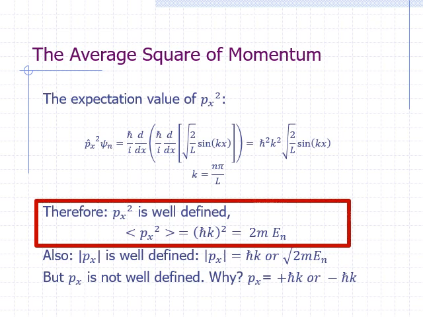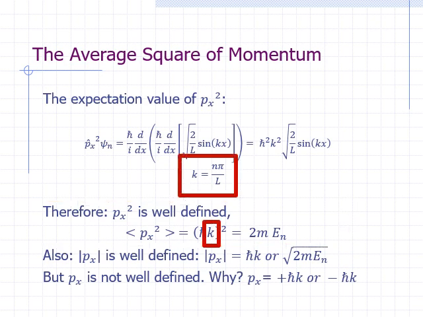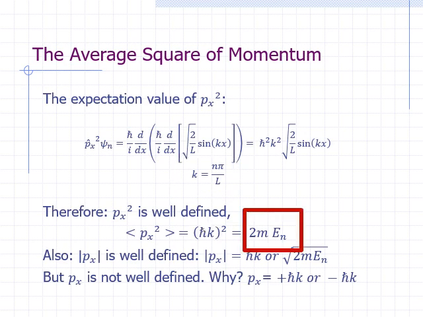The value of p sub x squared is the square of h bar k. If we substitute n pi over L for k, it's easy to show that this is equal to 2m e sub n, where m is the mass of the particle and e sub n is the energy of the particle in quantum state n. We could have also arrived at this conclusion, probably more easily, by remembering that the square of the momentum operator is just equal to 2m times the Hamiltonian operator.